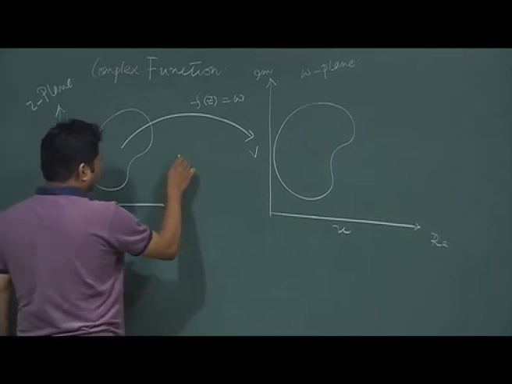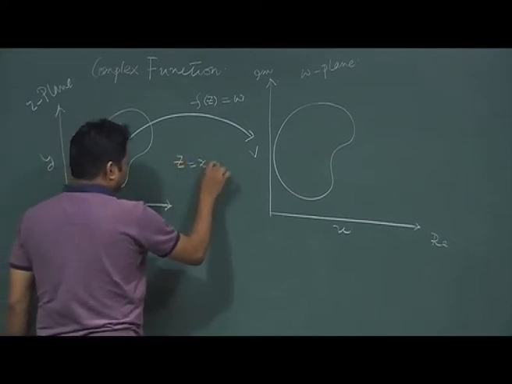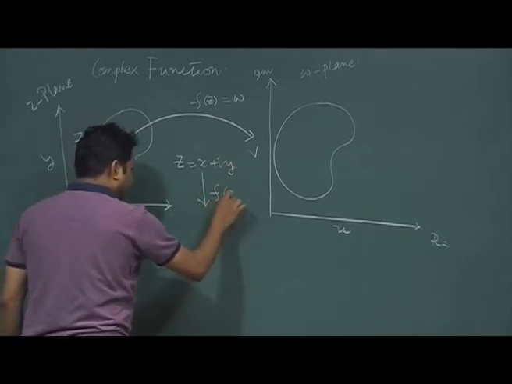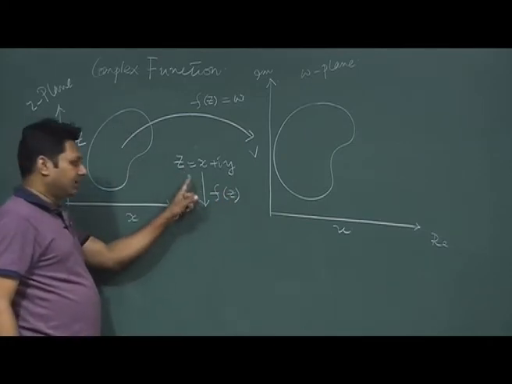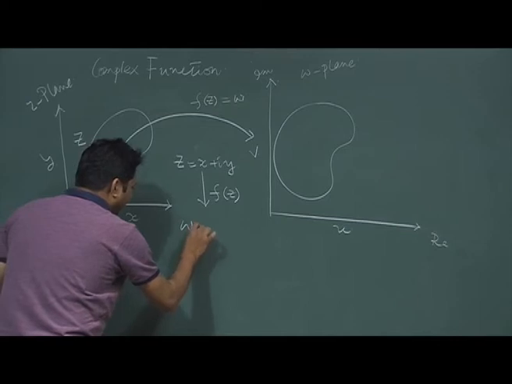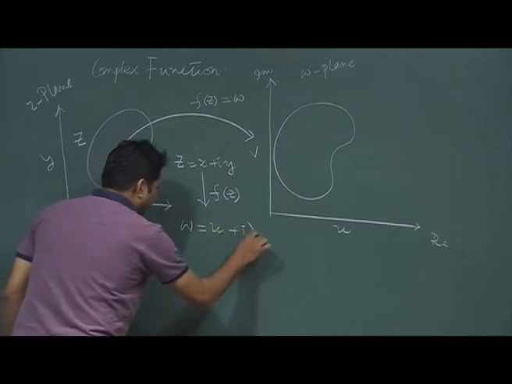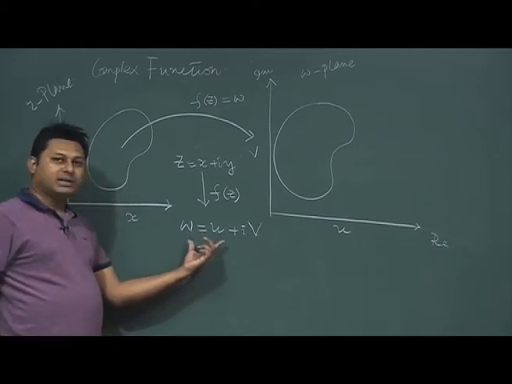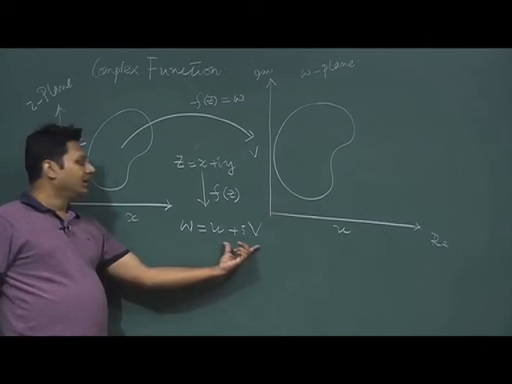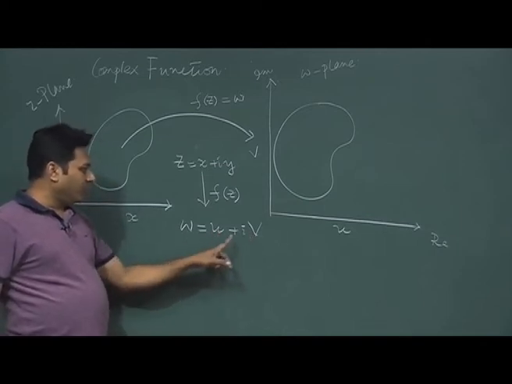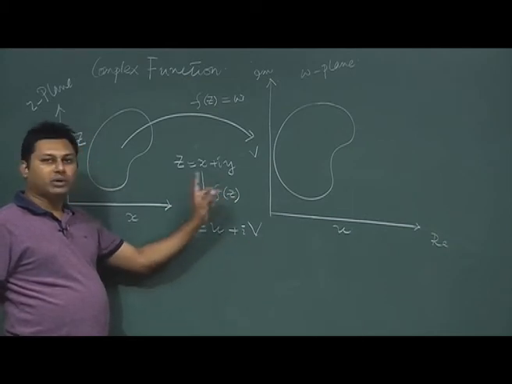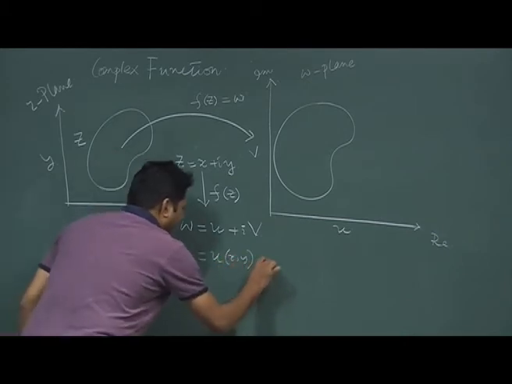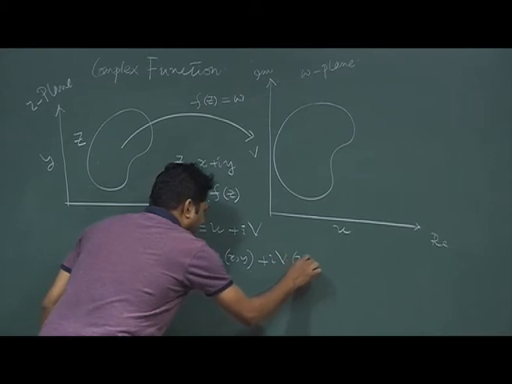So in sum I will have z equal to x plus iy, this is my variable. I apply my function f(z) over that, this is the rule I am applying. As a result I get w, which is u plus iv, which is again a complex quantity, and I should write it in this way. Now if you note, u and v should be functions of both x and y, so it is better to write u(x,y) plus i v(x,y).